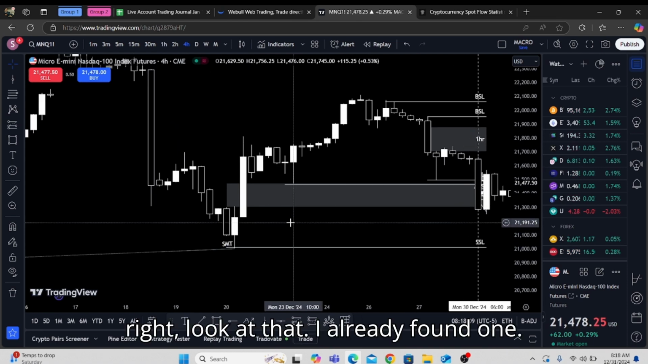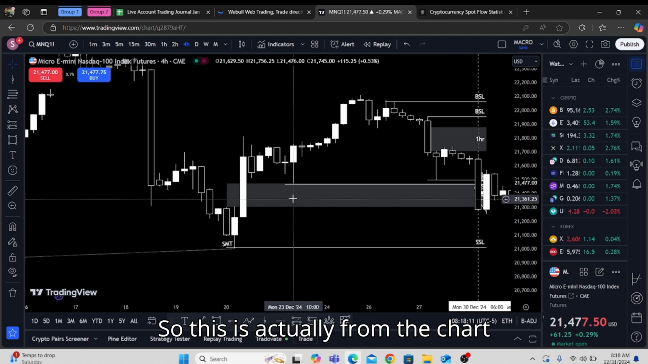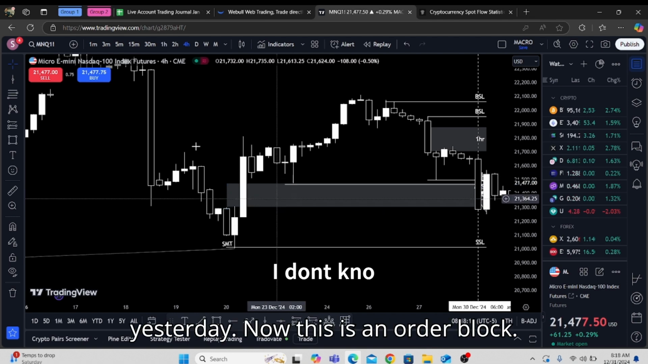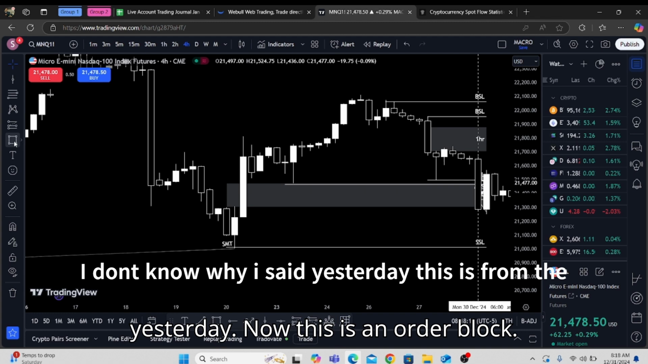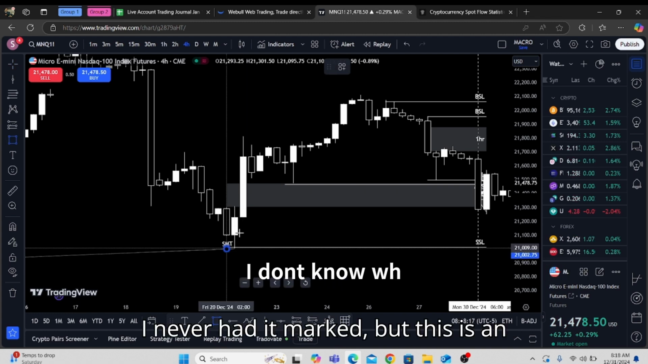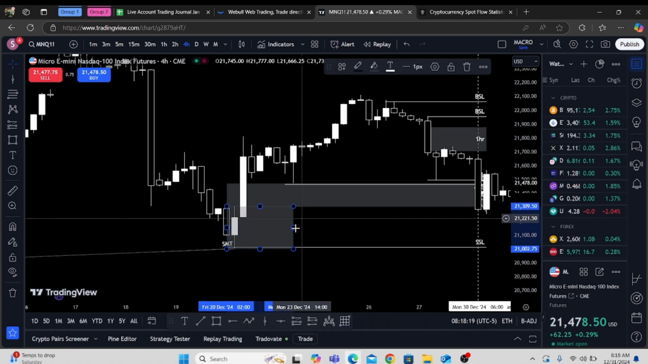All right, look at that. I already found one. So this is actually from the chart yesterday. Now, this is an order block. I never had it marked, but this is an order block.